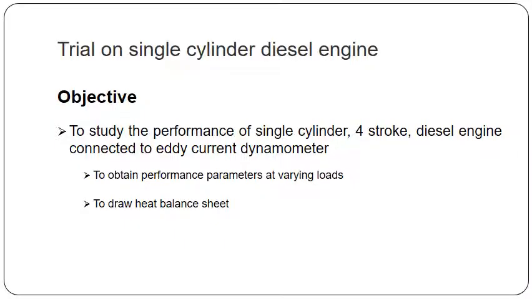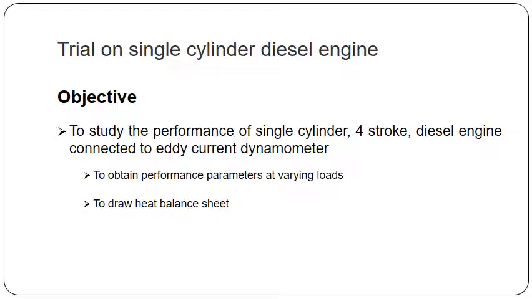I will be covering the procedure which can be used at UG level for conducting a trial on a single cylinder diesel engine. This procedure can also be used for multi-cylinder engines, petrol engines, and various performance parameters and emission characteristics can be obtained. I will be focusing mainly on the performance parameters, and finally we will also discuss the heat balance sheet.